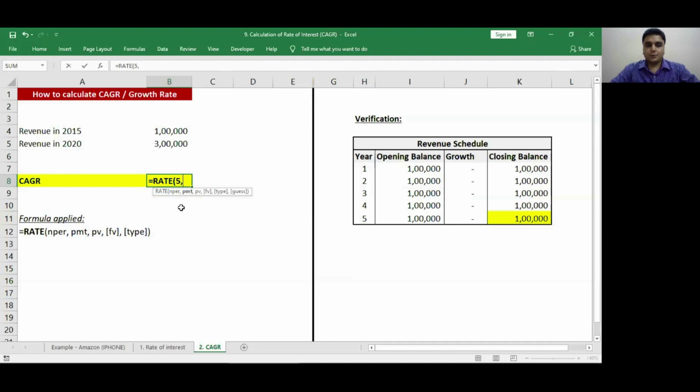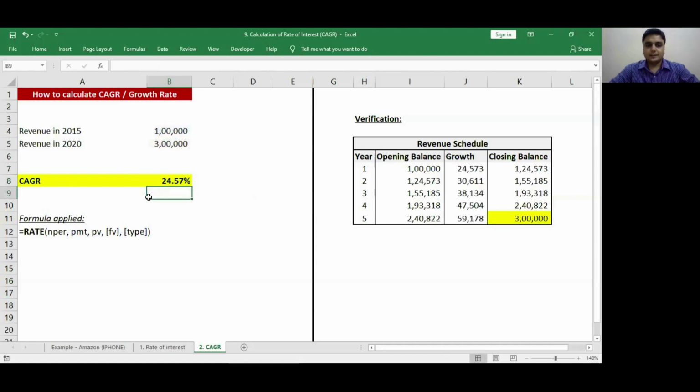It is asking me to input amount of installments. Since in the given case there are no installments, so I will not put any value here. I will add another comma. It is asking me to input present value. Present value is 1 lakh rupees. Now it is asking me to input future value. So future value will be 3 lakh. That is after a period of 5 years. Now it is asking me to input whether the investment was done at the beginning of the year or at the end of the period. So since we will consider this as a one-time investment, so I will select 1, that is done in the beginning of the year. I'll close the bracket and press enter.